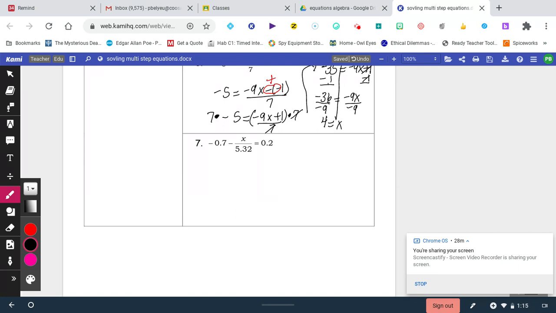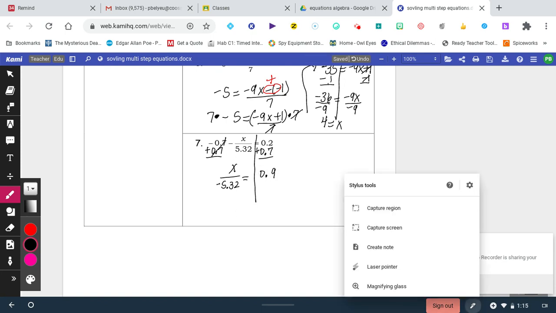All right, on number 7, I'm going to get rid of the one that's farther away from x, and that would be this negative 7/10. I'm going to add 7/10. Now, I'm not going to keep that negative that's with the bar. I'm going to put it with that negative 5 and 32/100. So that gives me 9/10 when I add 2/10 and 7/10.